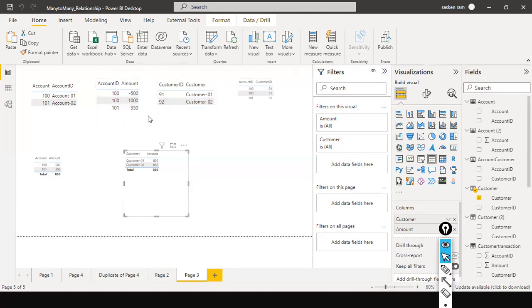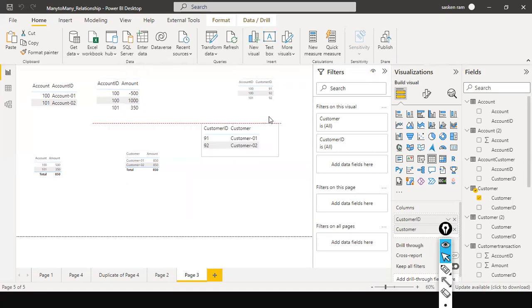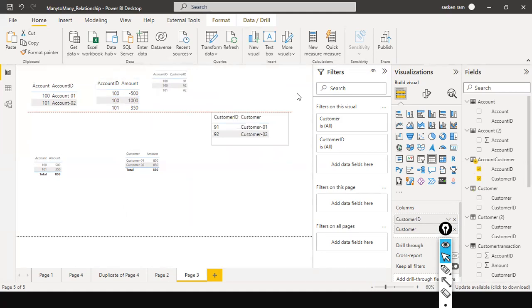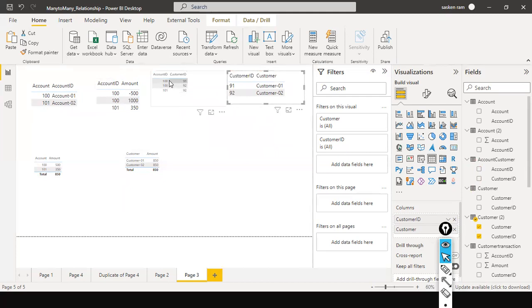So let me do one thing here. Account ID and customer ID. Yeah, this is the one. I'll just put it here. See, in account ID 100, two customers are there. Two joint accounts. So in this case, how much should it show? For account ID 100, 500 should show, right? 500. This is correct here, but here it is not showing it. But for 101, 350 should come here, right? It is not showing correctly here.